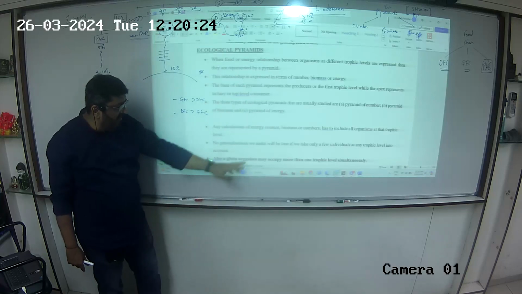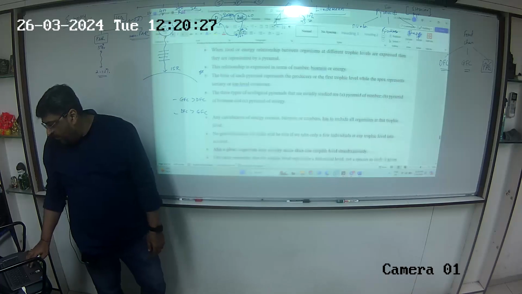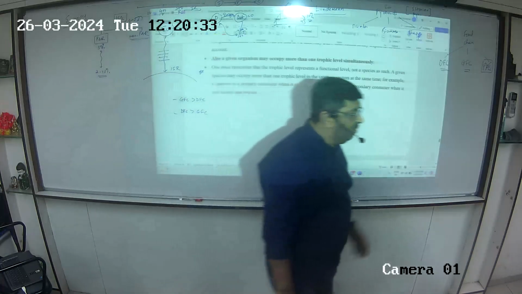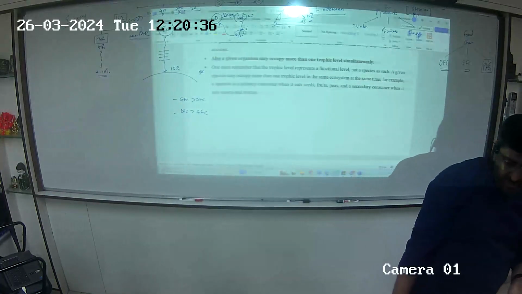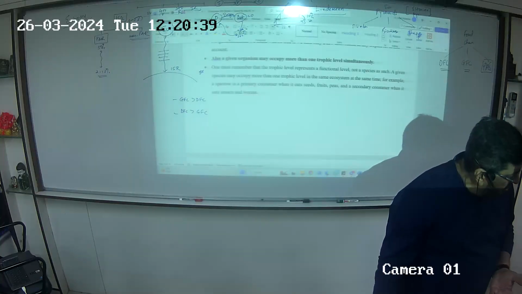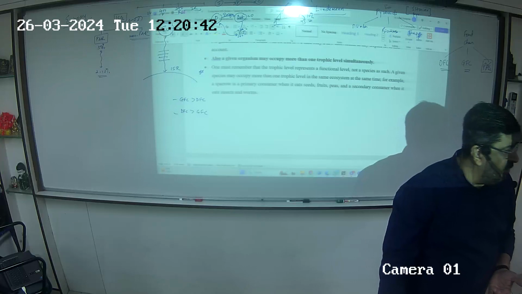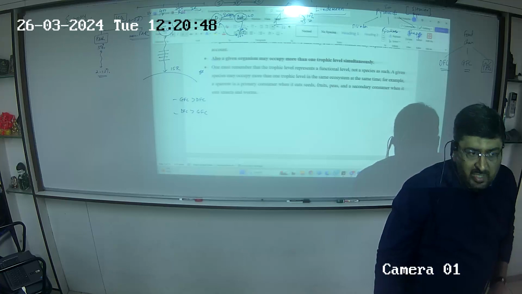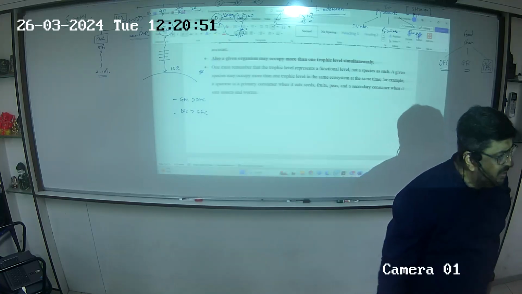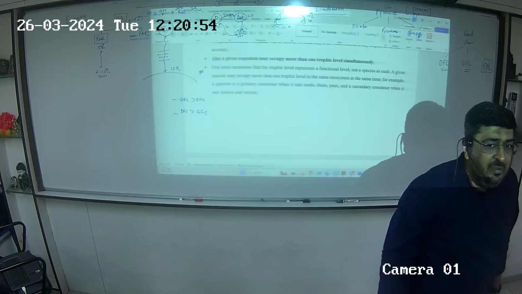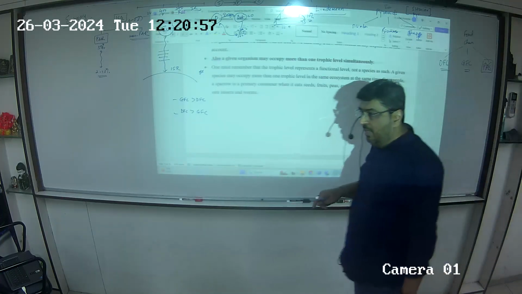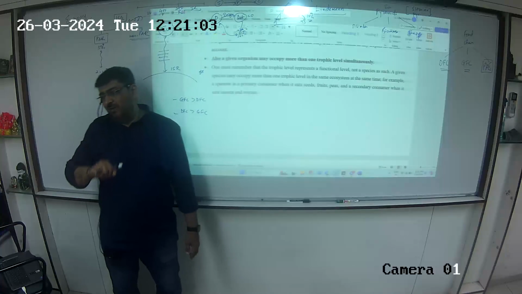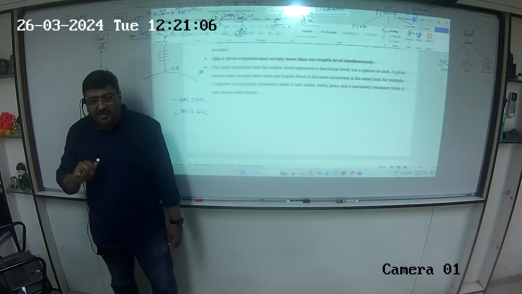Also, a given organism may occupy more than one trophic level simultaneously. Quite possible, right? Homo sapiens, man, can be at the primary consumer, can be at the secondary consumer, can be at the tertiary, depending on the source of food that we are having. It can be at any of the levels, right? This is one of the biggest limitations of the pyramid. The pyramids are constructed considering that a species is occurring only at one trophic level, जो कि गलत है, right?